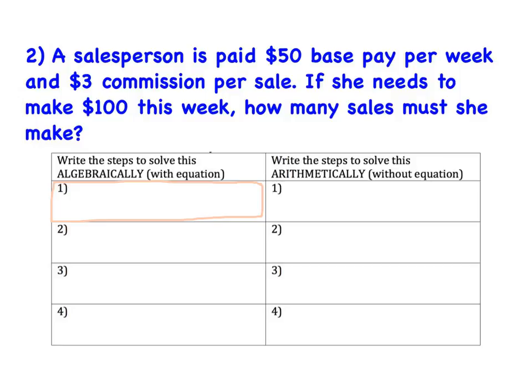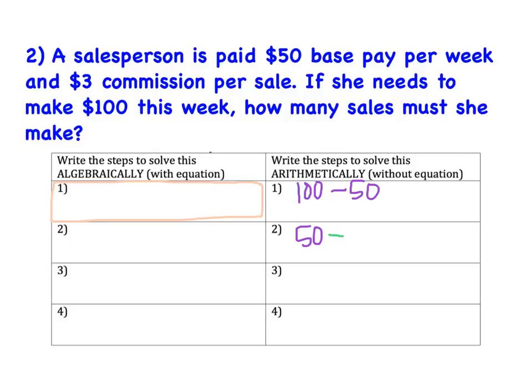This time, instead of starting with our equation method, what we've been used to, let's solve this arithmetically. I'm going to start with the total amount I need to make this week, which was $100. And if I'm figuring out how many sales she wants to make, I want to get rid of anything that isn't related to sales. So I'm going to subtract that $50 of base pay. That's the amount she's going to make no matter how many sales she does. Okay, so 100 minus 50 gives us 50. The next thing I'm going to do is figure out, well, if I need to make $50 in sales and I make $3 per sale, how many sales do I need to make?